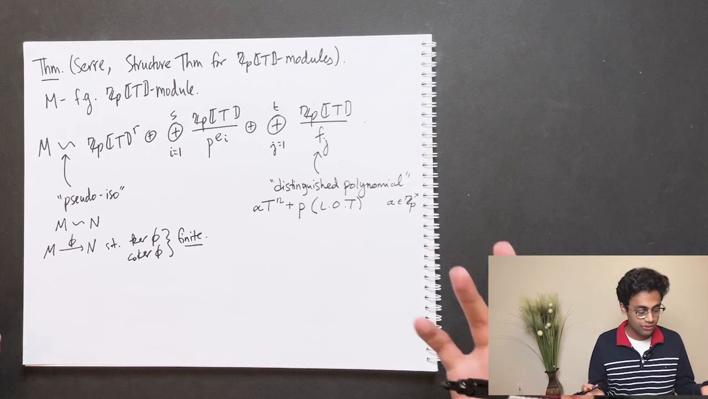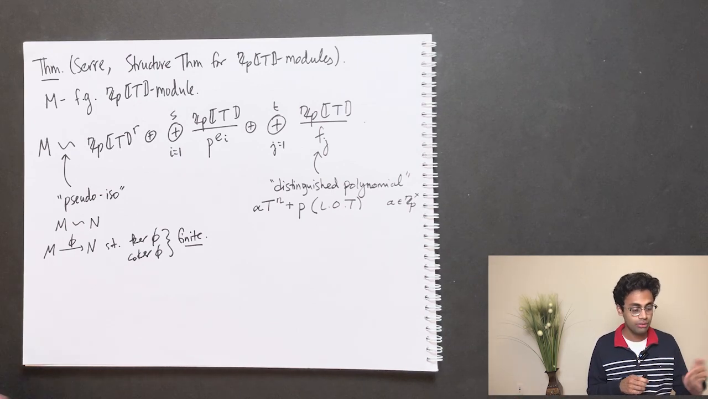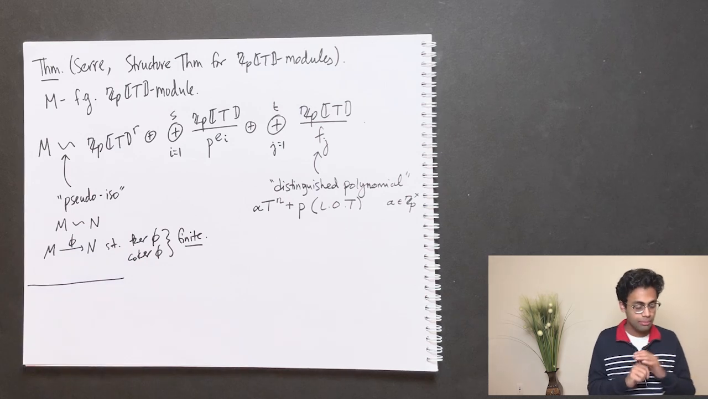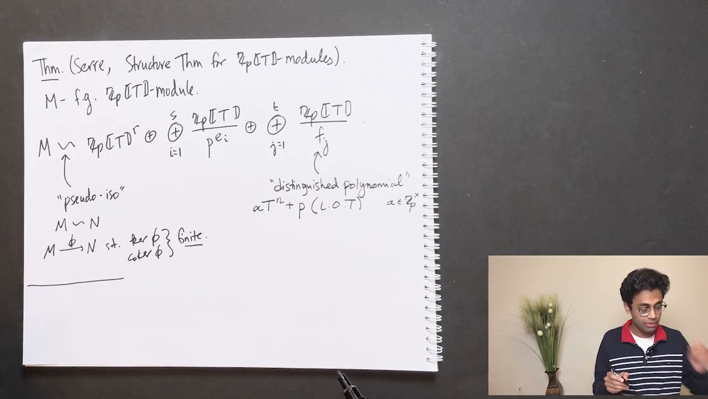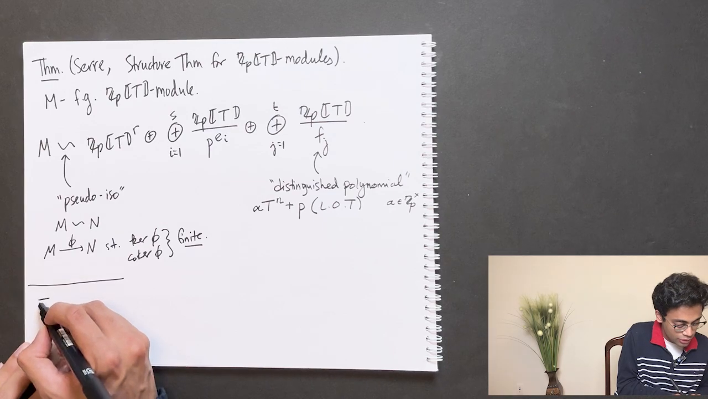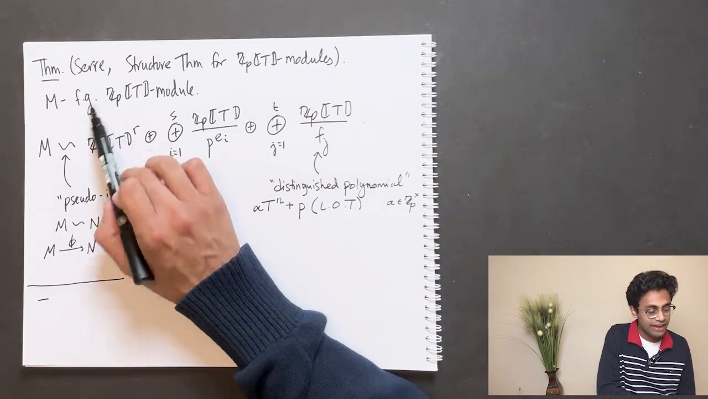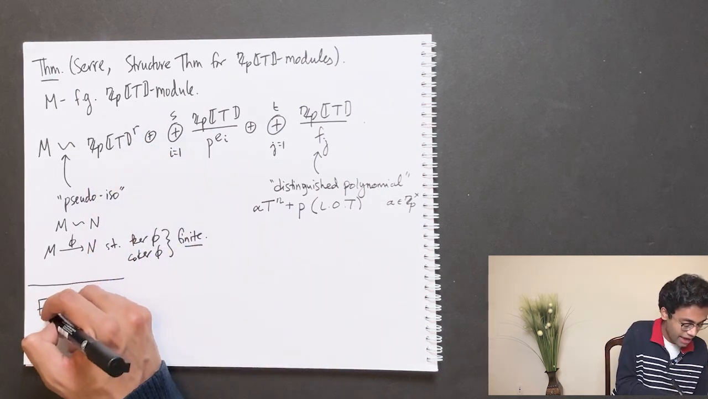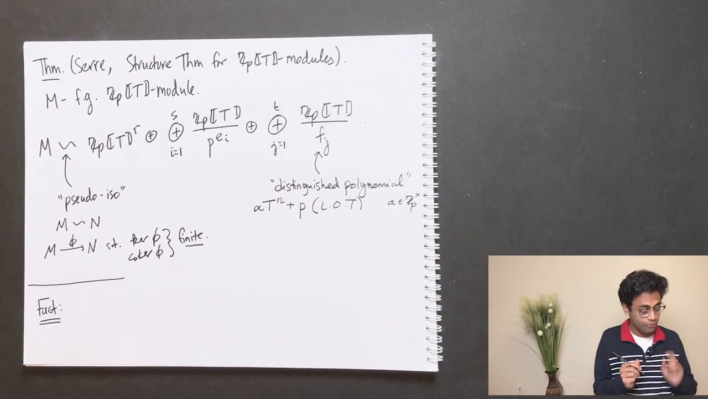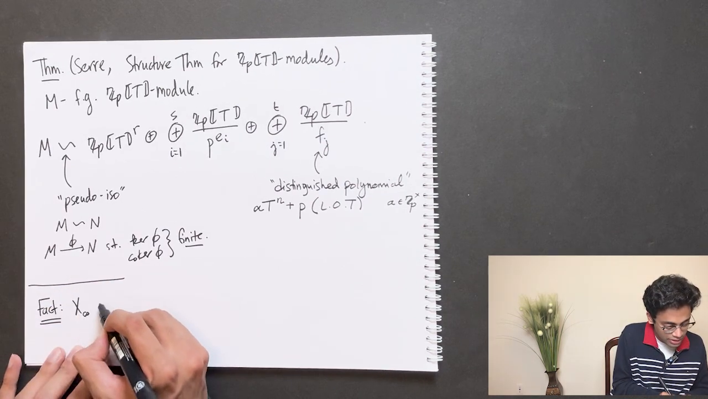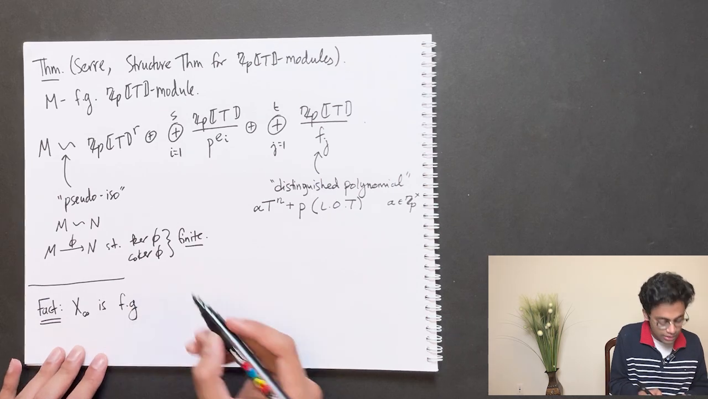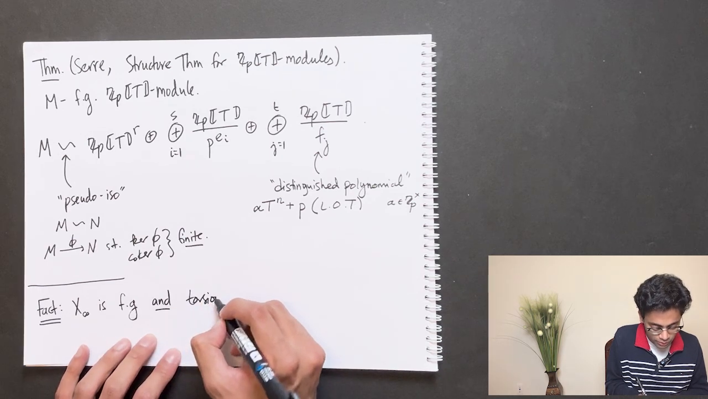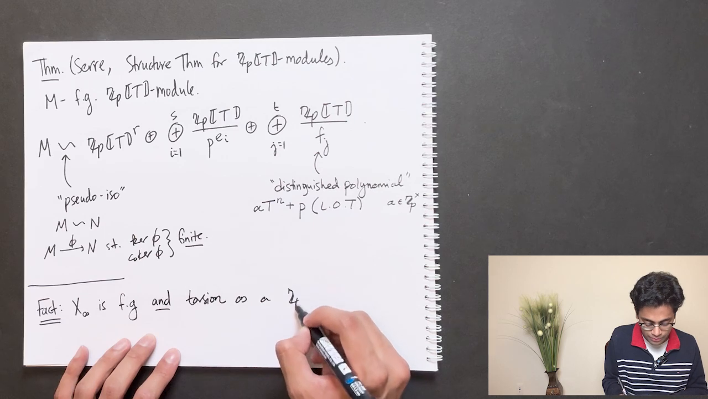And this is very analogous to the structure theorem for finitely generated modules over a PID. With this in hand, let's apply this to our module X infinity. To do that, we need to show that X infinity is finitely generated as a Z_p double bracket T module. So we're going to use the following fact that for now we're going to take as a black box. X infinity is finitely generated and torsion as a Z_p double bracket T module.